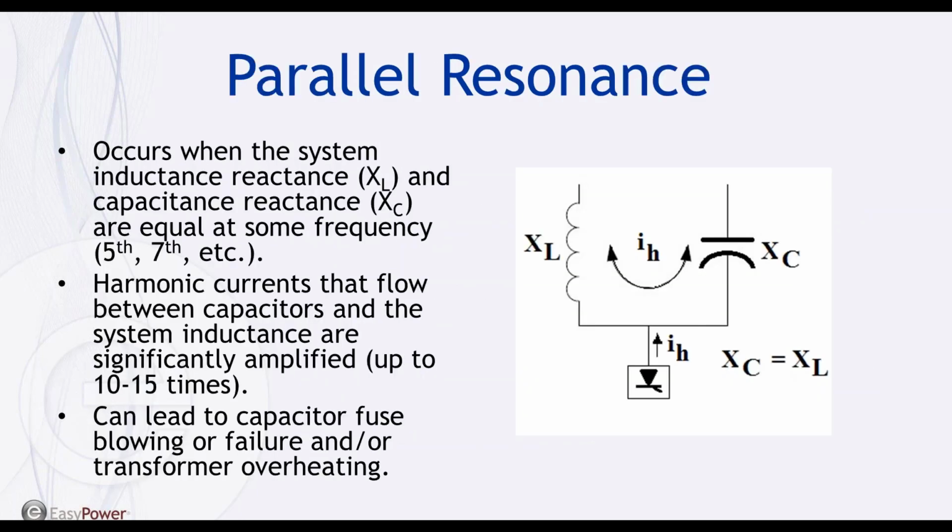So parallel resonance occurs when the system inductance reactance, noted here on this drawing as XL, and the capacitance reactance, noted as XC, are equal at some frequency, like the fifth, seventh, etc. Harmonic currents that flow between capacitors and the system inductance are significantly amplified, typically up to 10 to 15 times. Parallel resonance can lead to capacitor fuse blowing or failure and/or transformer overheating.